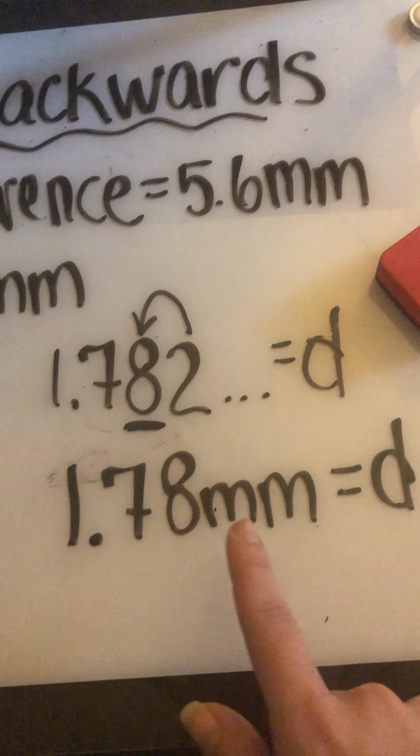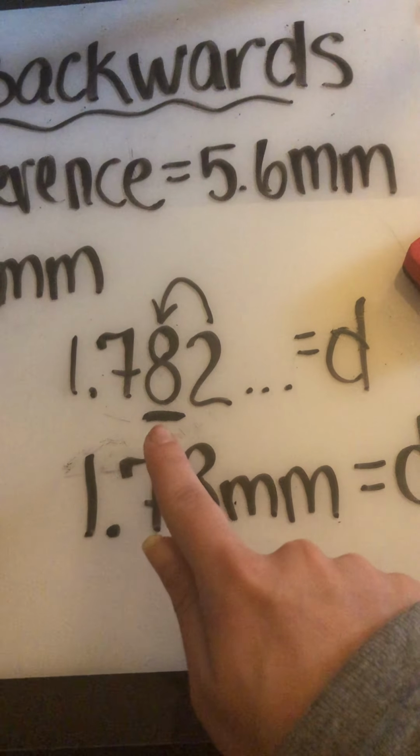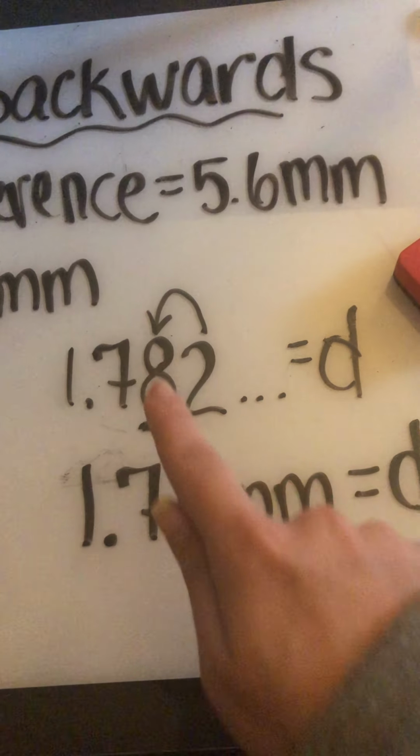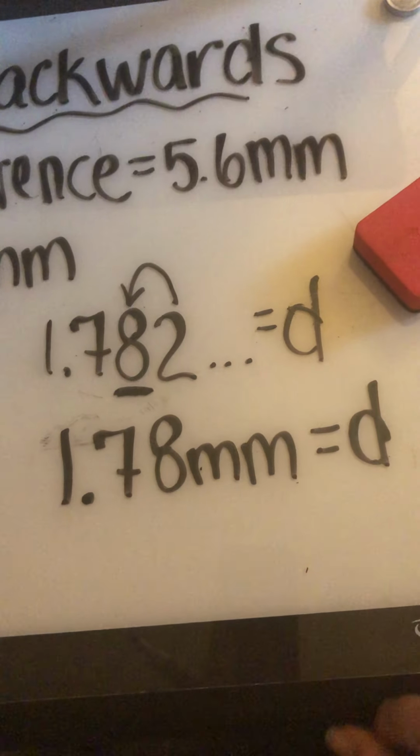In the model, it rounds to the nearest hundredth, which is what I showed you here. The hundredths place is the second digit after the decimal. We look at the number next to it. Since it's 4 or less, we keep it. And then we have our final answer of 1.78 equals our diameter.